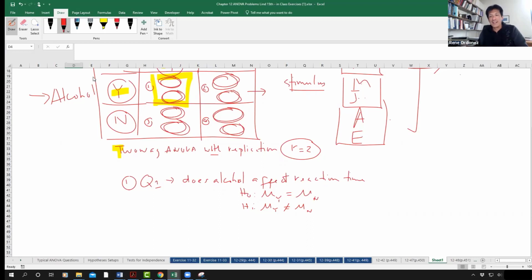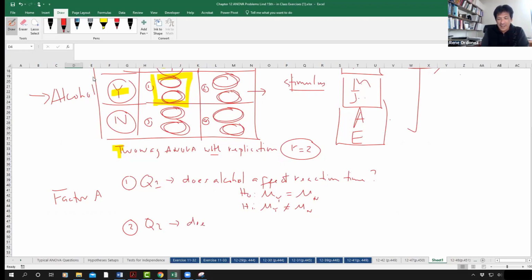Now, I think this is something that we know for a fact what the answer will be here. If we were to conduct this test, what do you think will be the result? Does alcohol affect reaction time? What do you think? Yes, right? From experience, or from what we see out there. So we'll call this the factor A hypothesis test. The other test would be question 2.